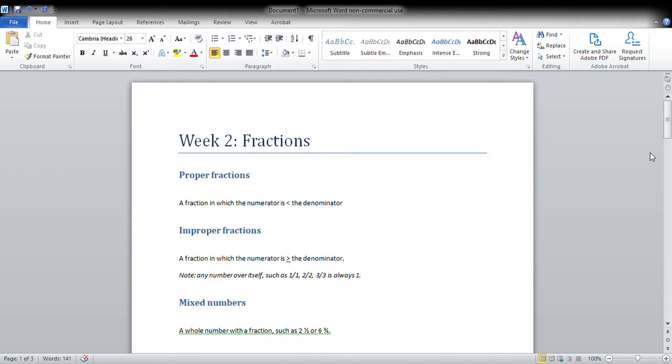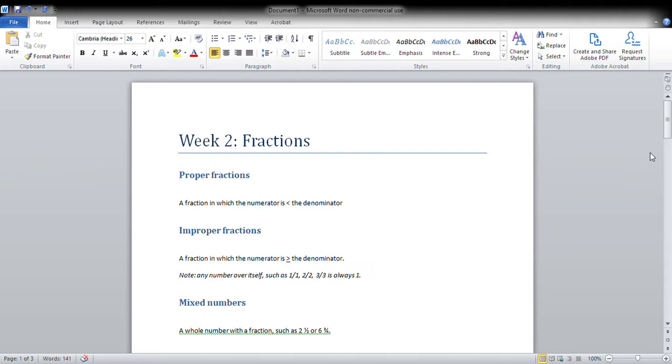A proper fraction is a fraction in which the numerator is less than the denominator. The numerator is the number on the top of the fraction, and the denominator is the number on the bottom of the fraction.